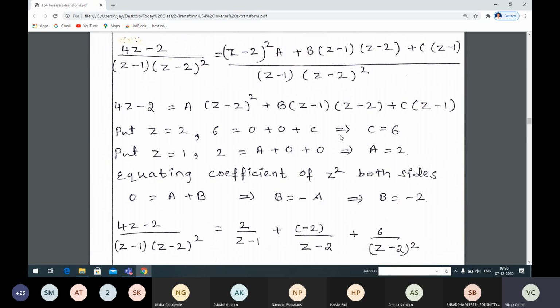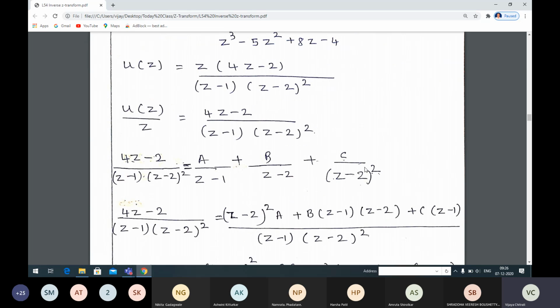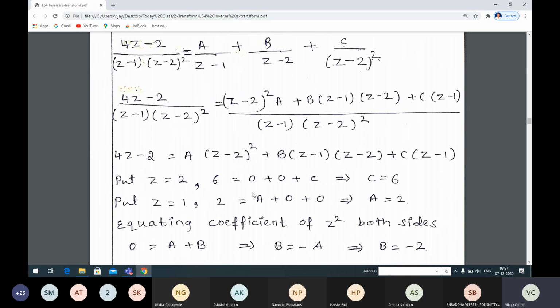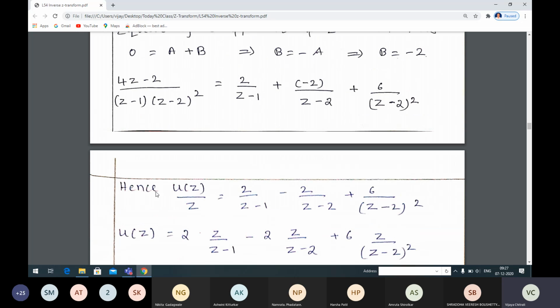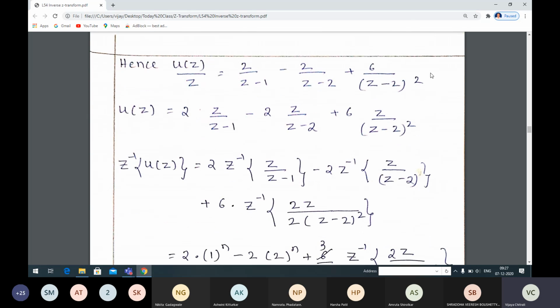Now substitute these values. So (4z - 2)/((z - 1)(z - 2)^2) is equal to A divided by (z - 1), where A is 2, plus B divided by (z - 2), where B is minus 2, plus C divided by (z - 2)^2, where C is 6. Hence U(z)/z is equal to 2/(z - 1) minus 2/(z - 2) plus 6/(z - 2)^2.